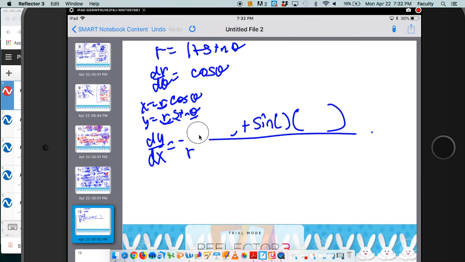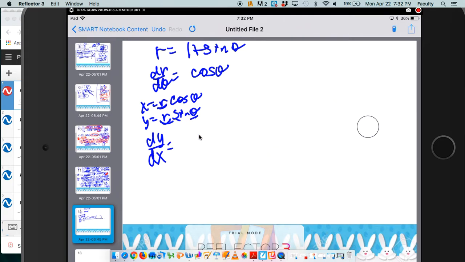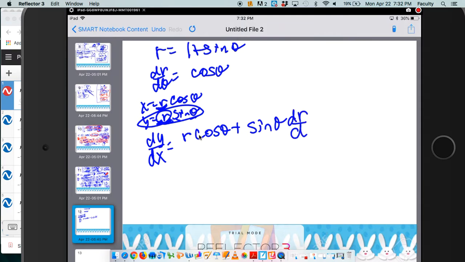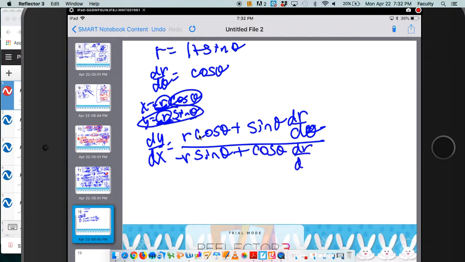probably shouldn't be doing it this crazily, so let's start over. dy/d theta, I may be doing that wrong. dy/d theta is first, comes derivative of the second, plus the second comes derivative of the first. And then dx/d theta is first, comes derivative of the second, plus the second comes derivative of the first.